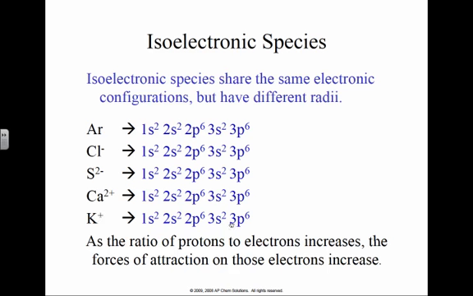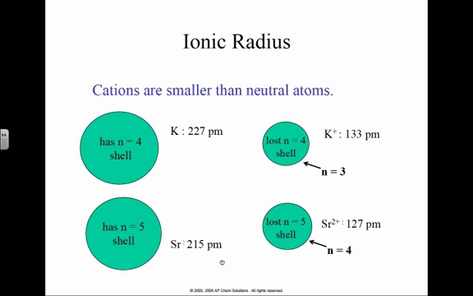They're all isoelectronic. However, as the ratio of protons to electrons increases, the force of attraction also increases, and therefore they get smaller. So for example, here's potassium, just regular potassium right here. But potassium plus 1 loses an electron. Now my number of protons to my number of electrons has increased, therefore it tightens up and gets smaller.